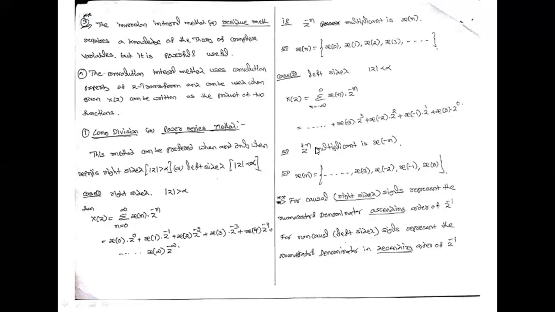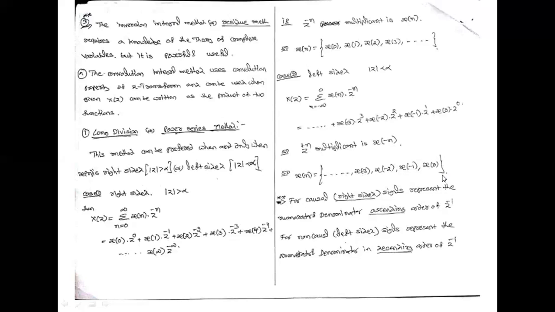Here, z power plus n is a multiplicand for the x of minus n. So the sequence is x of minus 3, x of minus 2, x of minus 1, and x of 0, and so on. This sequence will get positive values of the signal, x of 0 to x of infinity. For the left-sided sequence, x of n has the negative values of n, x of minus 3, minus 2, minus 1, and 0.